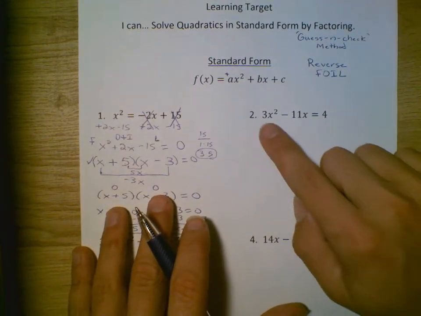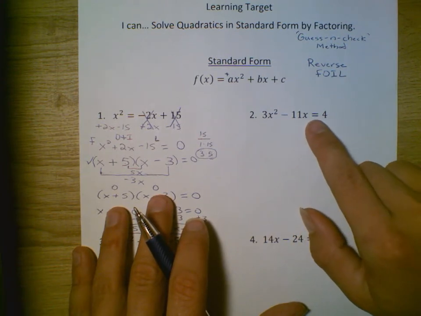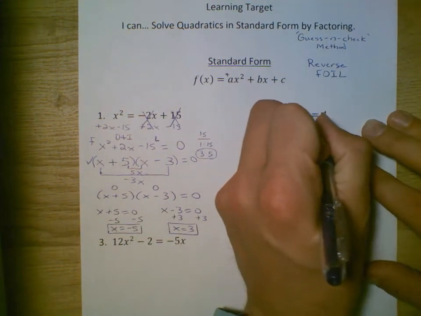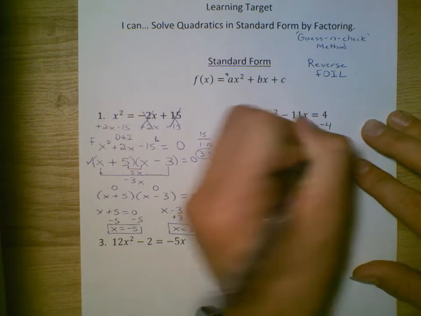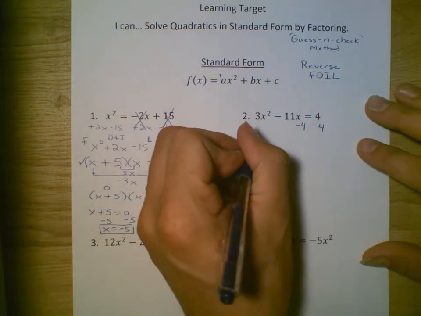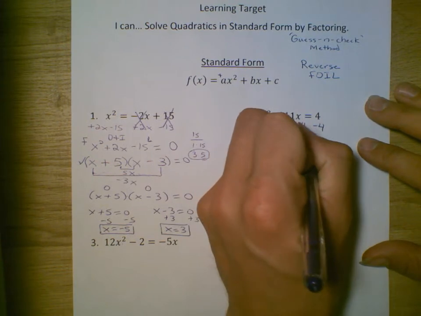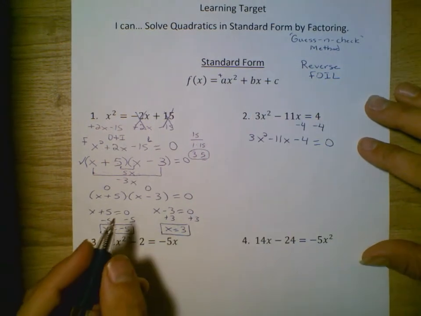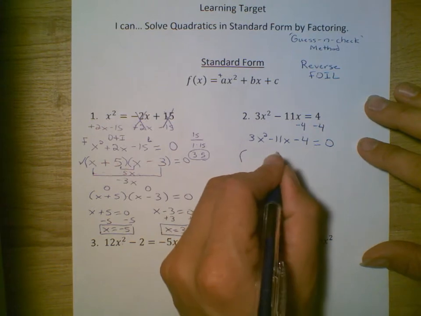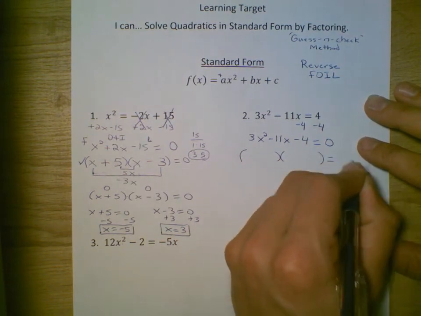So in number 2, I have 3x squared minus 11x equals 4. Once again, I'm going to start by getting everything on one side so that I can factor. So I get 3x squared minus 11x minus 4 equals 0. And then I'm going to factor that using the reverse FOIL guess and check method.